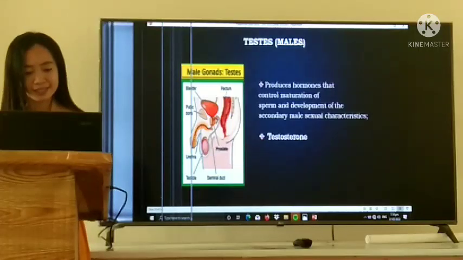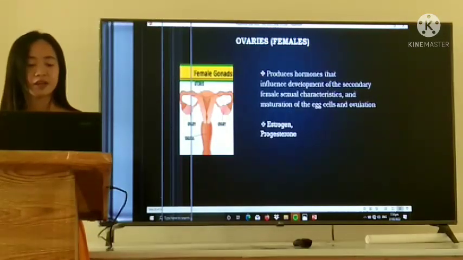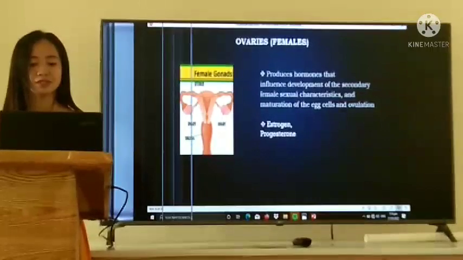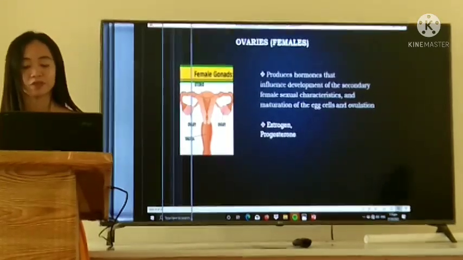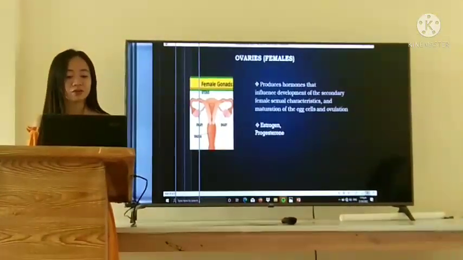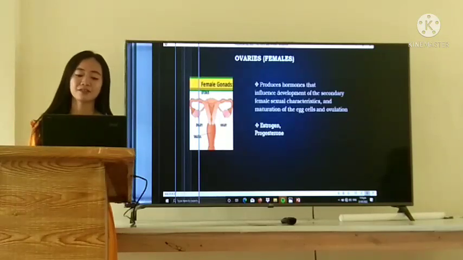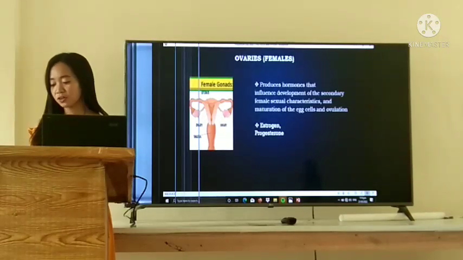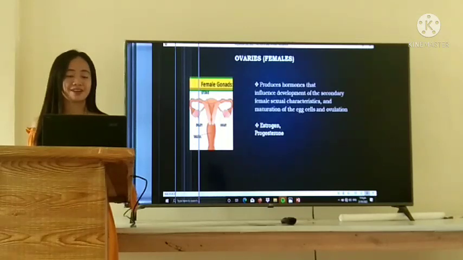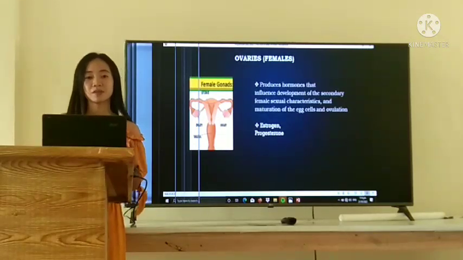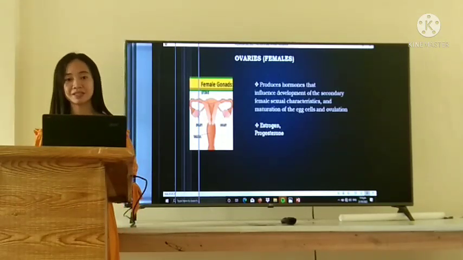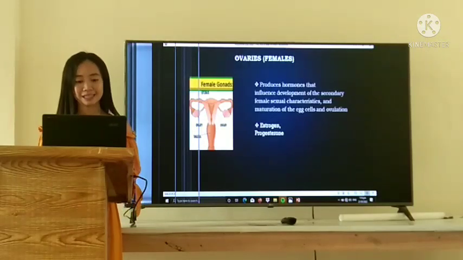The next one is the ovaries in females. They produce hormones that influence development of the secondary female sexual characteristics, maturation of the egg cells, and ovulation. So we have the so-called estrogen and progesterone, which are produced by the ovaries. These hormones are responsible for the development of female characteristics, for example, breast growth, menstruation, and pregnancy.